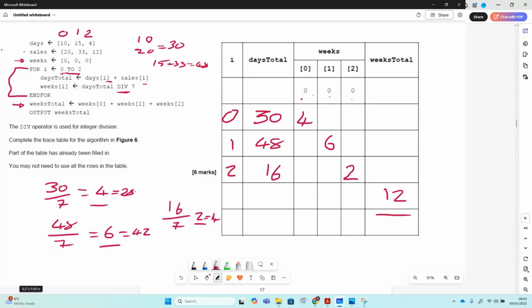So there are things to think about on this: the positions of things in an indexed list like this, the idea that the for loop starts at 0, counts up until it gets to 2, then it stops, and the idea of integer division, div being integer division, we just keep the whole number part.